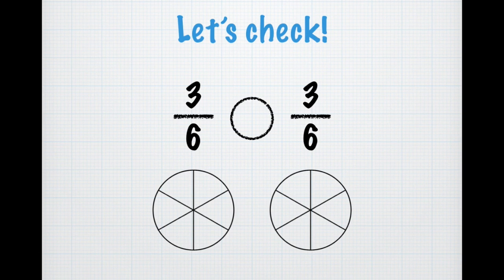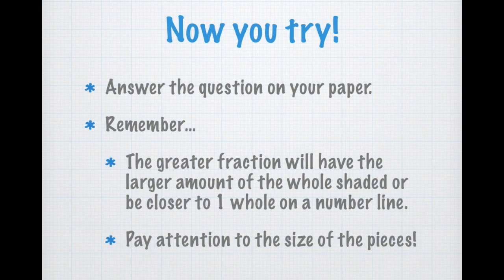Last, we're comparing 3/6 and 3/6. I shade in 3 of my 6 pieces and 3 of my 6 pieces. And when I look at my models, I can tell that they are equal, so 3/6 is equal to 3/6. How did you do? Now you try one on your own. Answer the question on your paper. Remember, the greater fraction will have the larger amount of the whole shaded or be closer to one whole on a number line. Pay special attention to the size of the pieces.